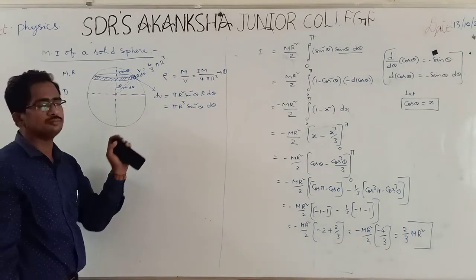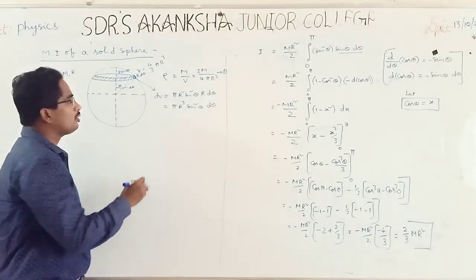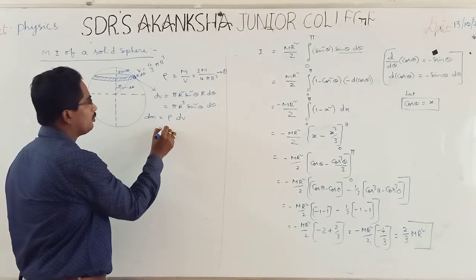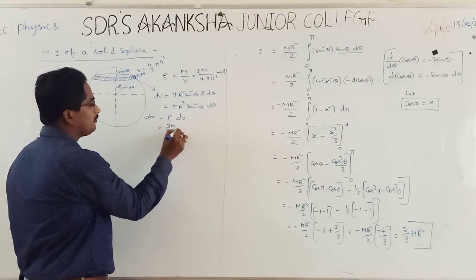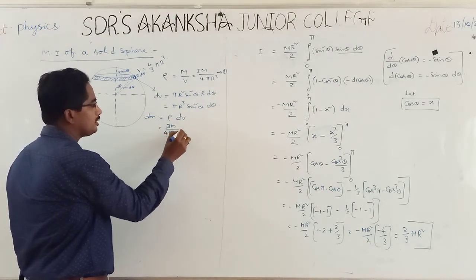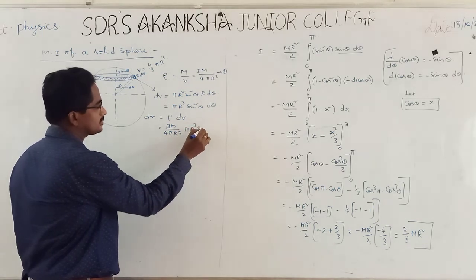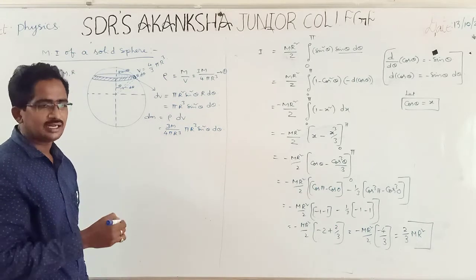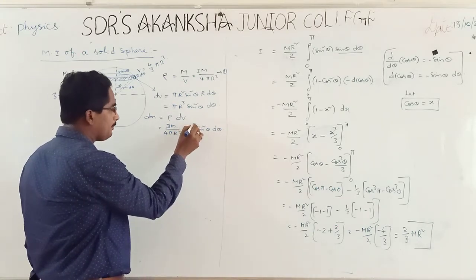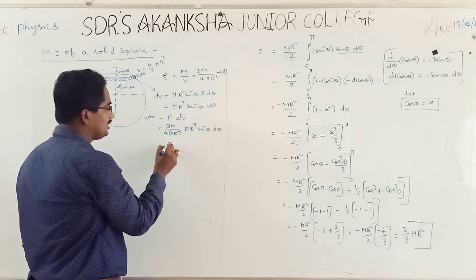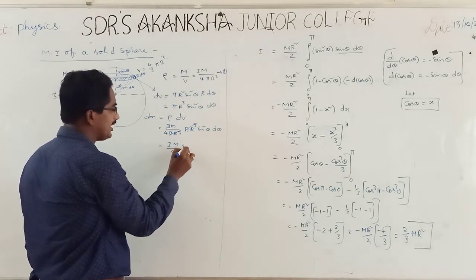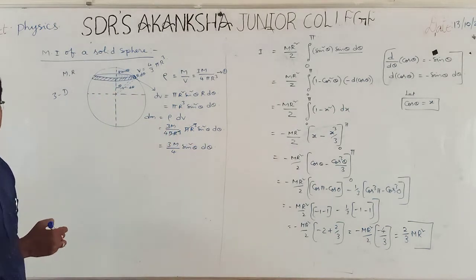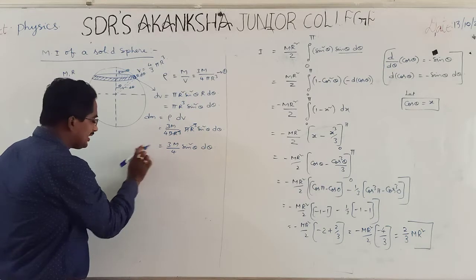After getting the volume, I want to get the mass. How do I get it? Simply by multiplying with rho. Rho into dV. Rho value is 3m by 4 pi r cube into pi r cube sin square theta d theta. Pi r cube cancels. 3m by 4 into sin square theta d theta. This is the dm value.